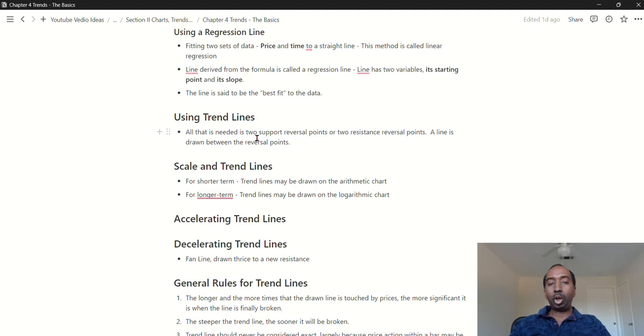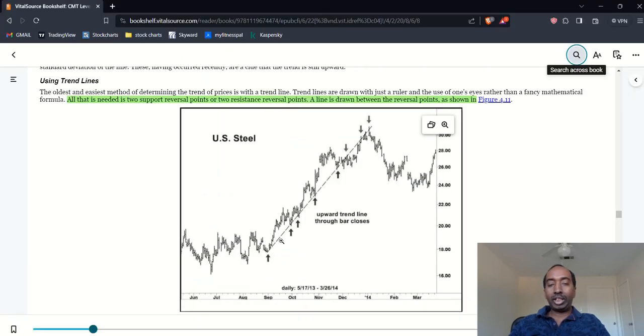all that is needed is two support reversal points or two resistance reversal points. A line is drawn between the reversal points. At least we need two support reversal points and two resistance reversal points, and a trend line is drawn in between, which is called a trend line. There are multiple ways to draw the trend line. Here they are giving a technique to draw a trend line.